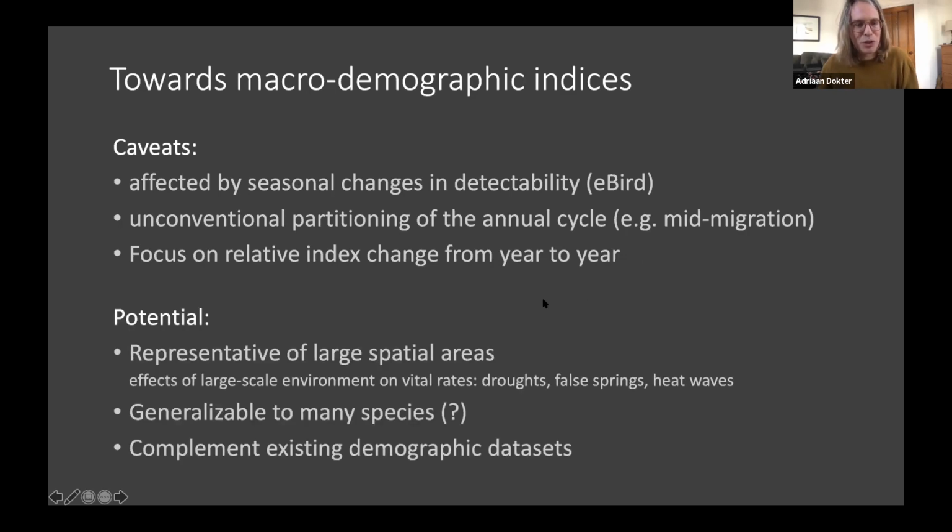That said, there's also huge potential. These indices are potentially representative of large spatial areas, and we can look at other large-scale environmental effects on vital rates like droughts, fall storms, heat waves, things that are typically also fairly large scale. And there's an advantage in having measures that match these different scales. There is the potential that we can generalize to many, many species, and as such really help complement existing demographic data sets and fill this gap that we have in demographic information. That's why we're trying to work on this.